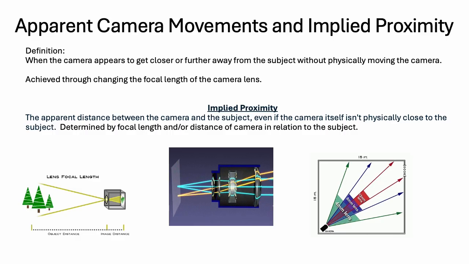Now, this leads back to the concept of implied proximity. Implied proximity is the apparent distance between the camera and the subject, even if the camera itself is physically close to the subject. It's determined by the focal length and/or distance of the camera in relation to the subject.